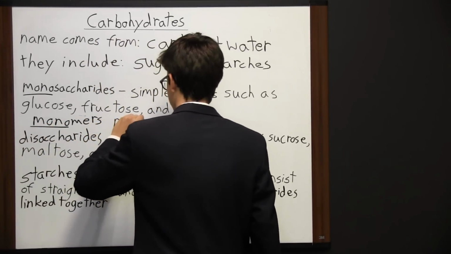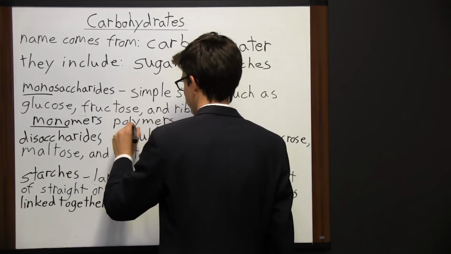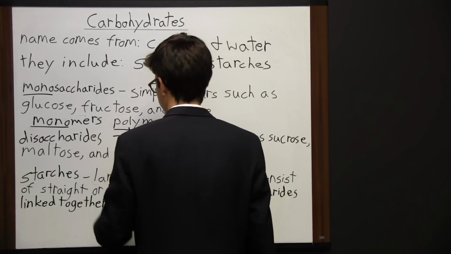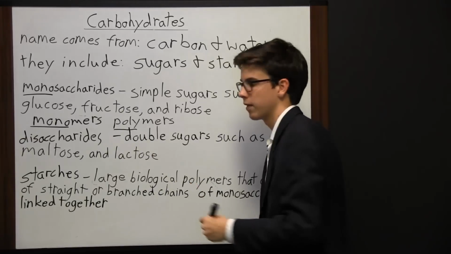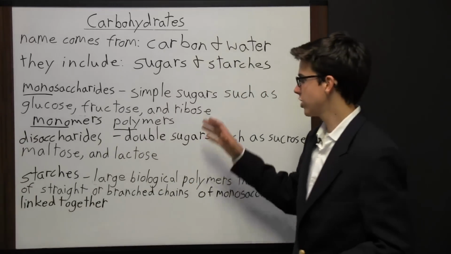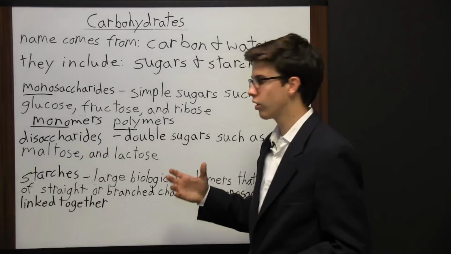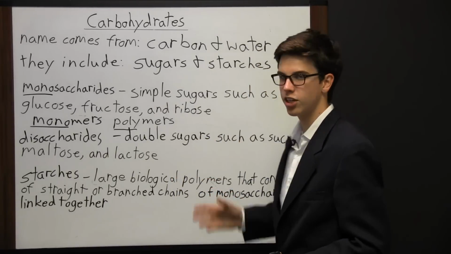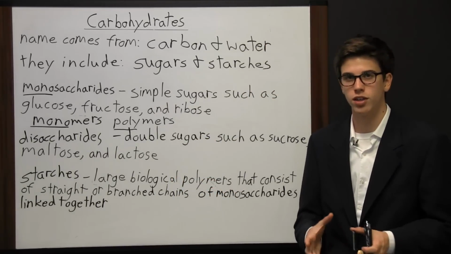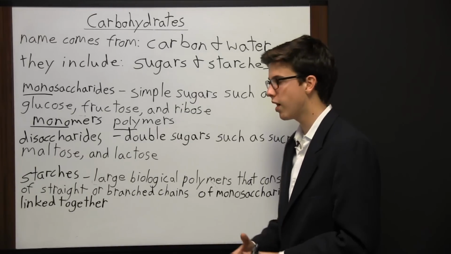Now you may be familiar with polymers, which has the prefix of poly, which means more than one. So basically these sugars are monomers for more complex molecules. So these are single molecules that are the building blocks to be able to join together with other molecules to form polymers.